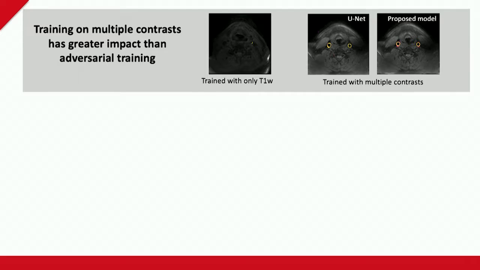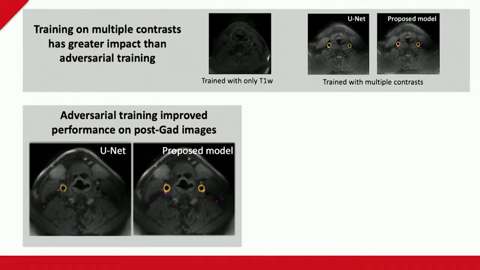So here are segmentation results using the new data set. Ultimately, training on multiple contrasts had greater impact on the ability for the model to generalize to the new data set. Where we did see an improvement from the adversarial classifier, though, was when we tested on contrast-enhanced images in the new data set. And that's noteworthy because our training set did not include contrast-enhanced images.